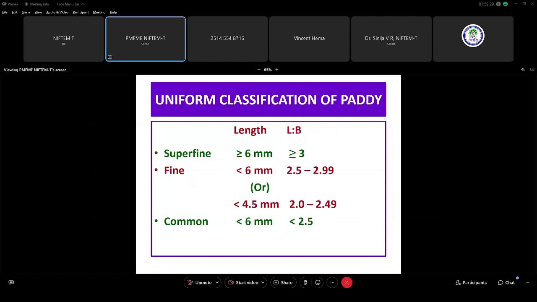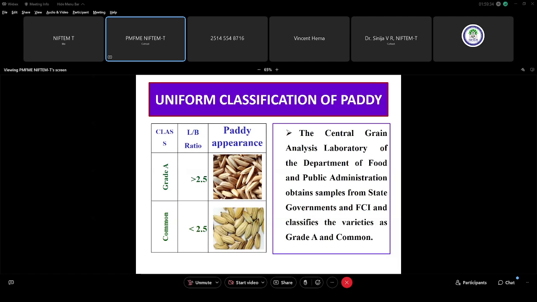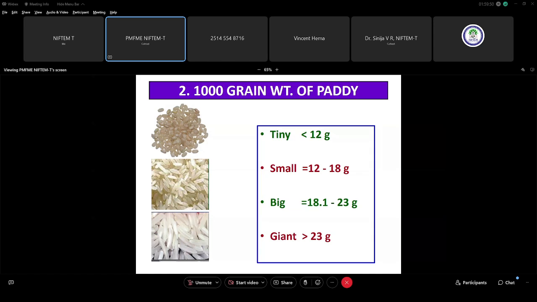The Food Corporation of India was using super fine, fine, and common varieties. Nowadays there are only two categories, grade A and common. When the L/B ratio is more than 2.5, it is categorized as grade A, and when it is less than 2.5, it is common. Based on 1000 grain weight guidelines, the grains are tiny when less than 12 grams, small when 12 to 18 grams, big when 18.1 to 23 grams, and giant when more than 23 grams.